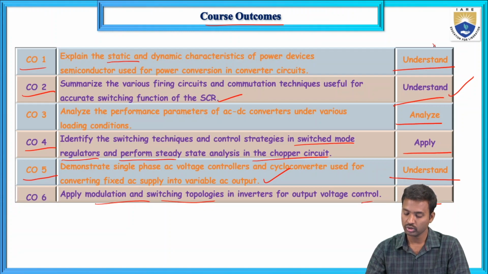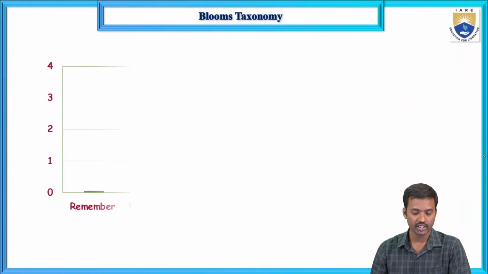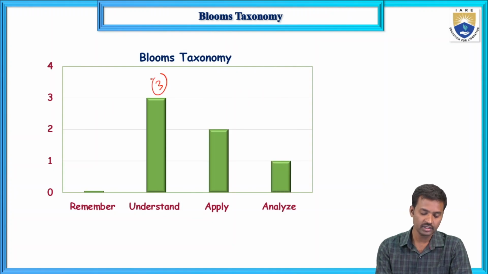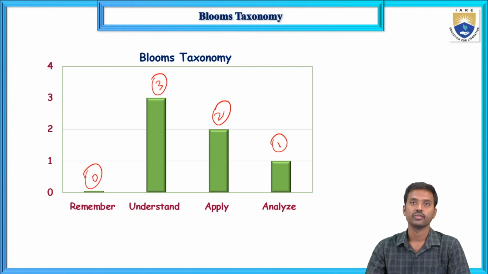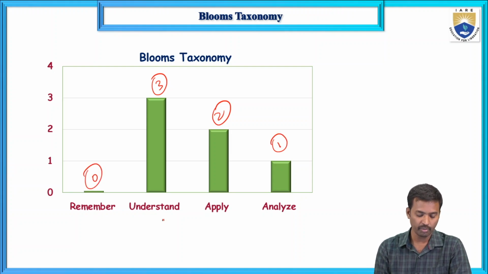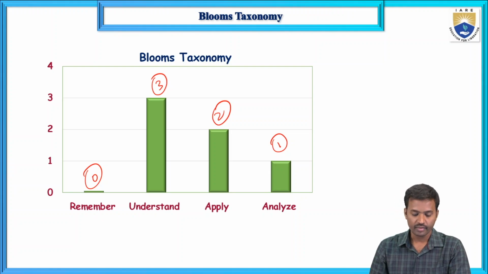Here, in Bloom's taxonomy totals, understanding levels are 3, analyze is 1, and apply is 2, remember is 0. So now you can see the Bloom's taxonomy levels. So these are the Bloom's taxonomy levels: remember, understand, apply, and analyze.